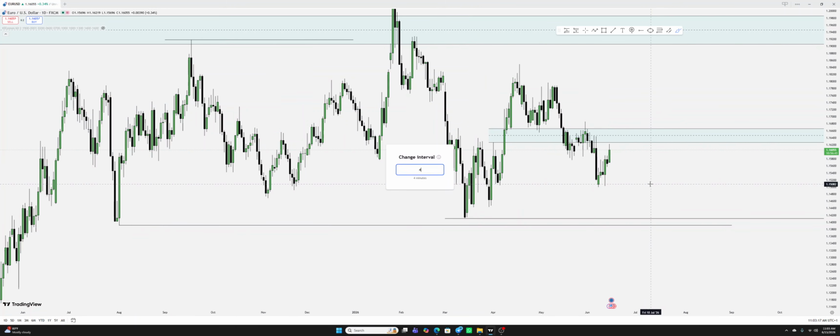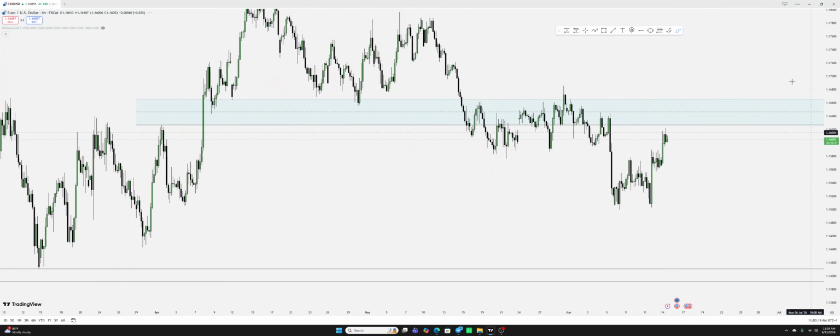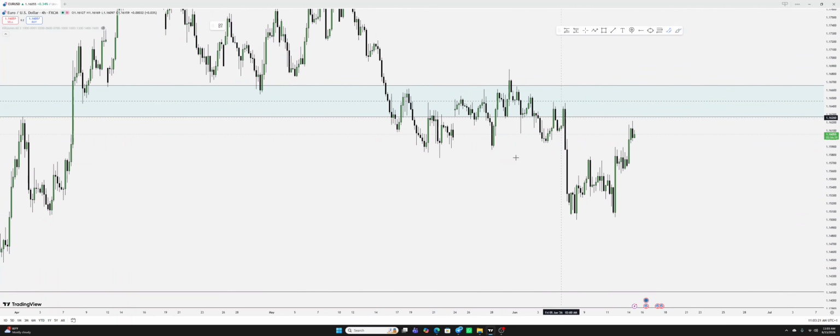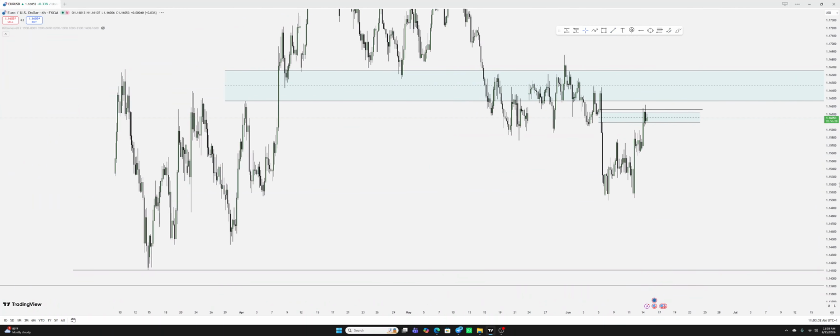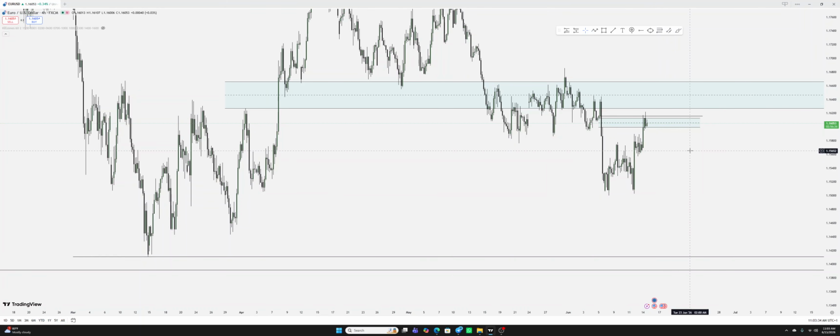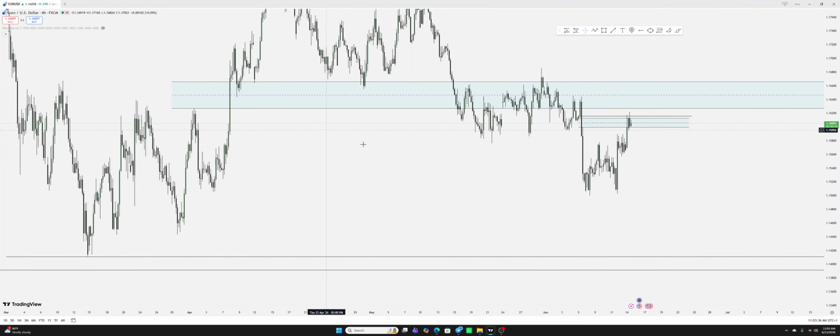Let's go to the 4 hour time frame. So we are taking it gradually. On the 4 hour time frame, we have this fair value gap right there, and then this other block, which a lot of people are going to call the demand zone, right? So let's see how price is going to react.